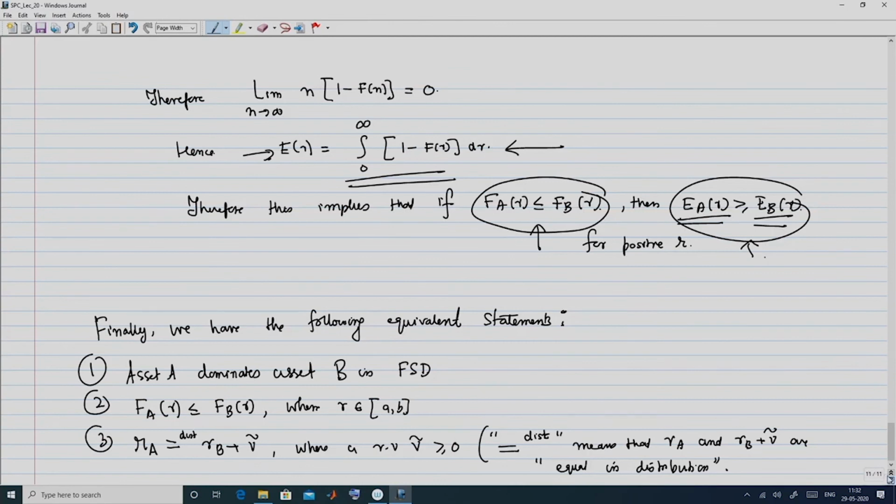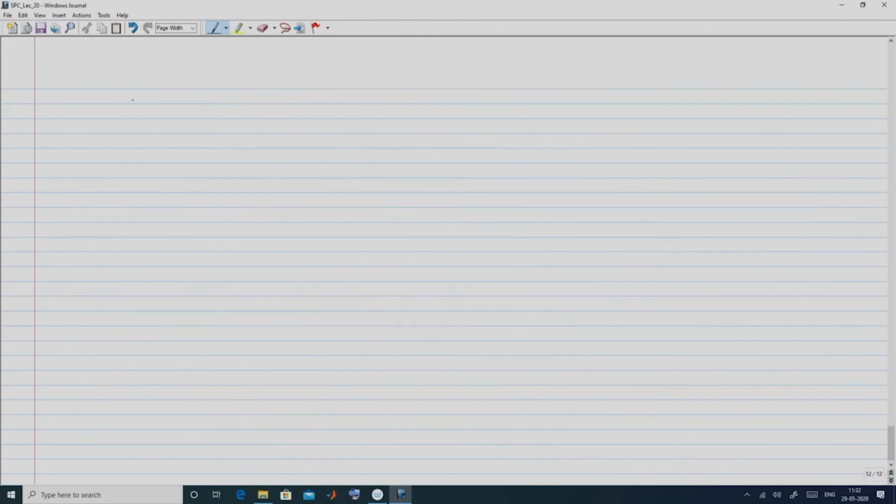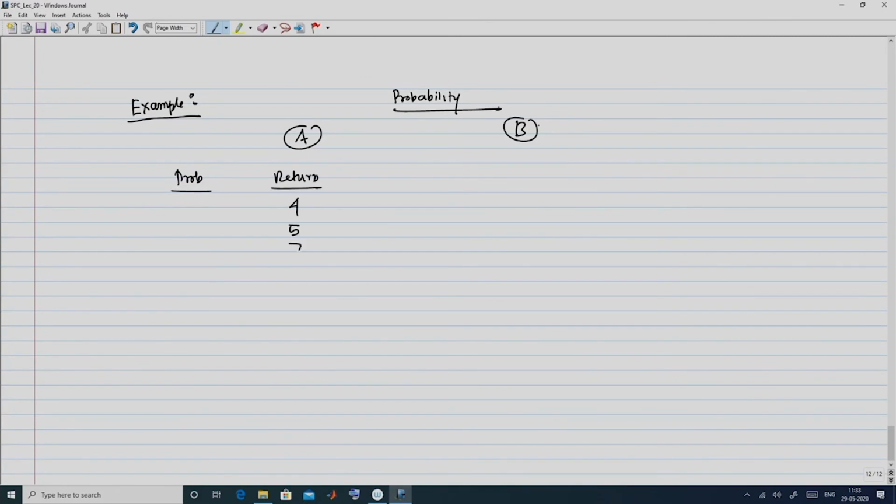So, let me conclude with one example to illustrate FSD. Let us consider the probabilities of two assets A and B. Let the returns of asset A be 4, 5, 7, 8, each with identical probability of 1 over 4.